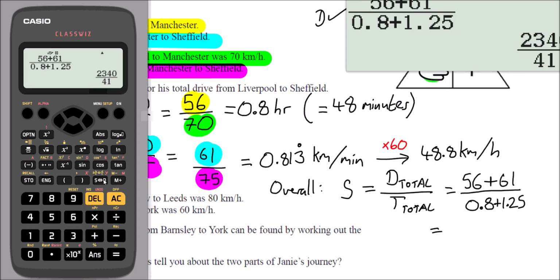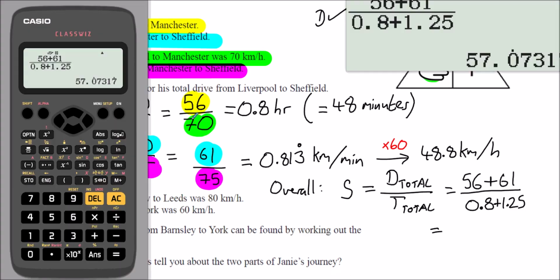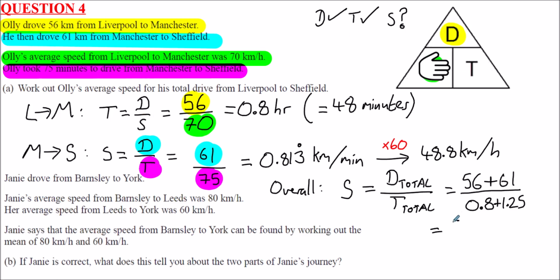Press equals, press S to D. We get 57.0-ish. Let's see how accurate we need to work out our answer. It doesn't say, so what we can do is use a golden rule of 3 significant figures. So 57, and that 0 will round up to a 1 because it's got 7 next to it. So it's 57.1 kilometres per hour. That's the final answer for part A.